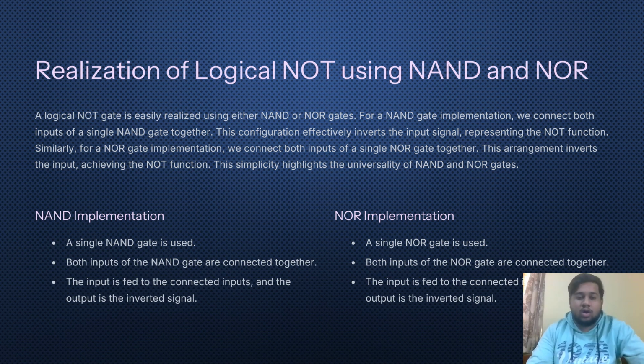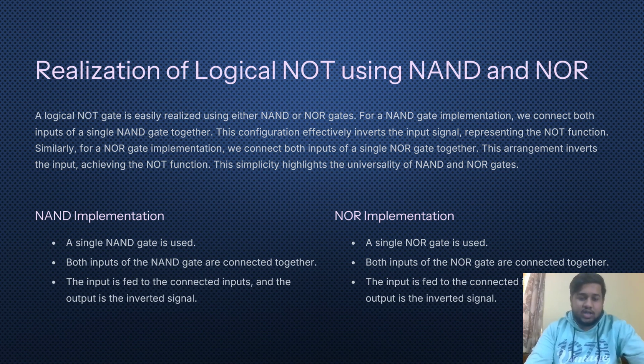Similarly, for a NOR gate implementation, we connect both inputs of a single NOR gate together. This configuration inverts the input, achieving the NOT function. This simplicity highlights the universality of NAND and NOR gates.